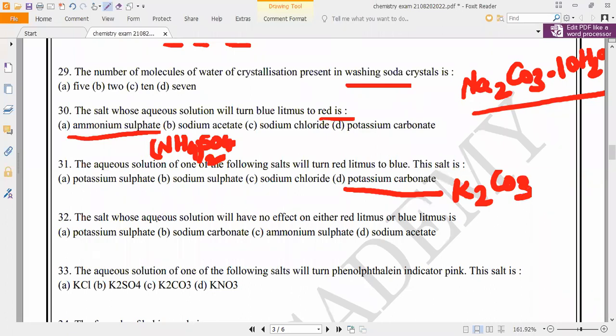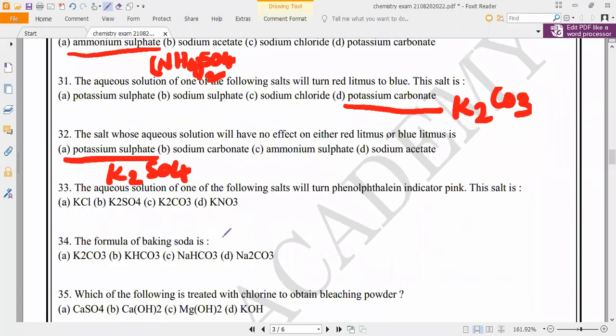Next, the salt whose aqueous solution will have no effect on either red litmus or blue litmus. Potassium sulfate. Understand? What is the formula of potassium sulfate? K2SO4.